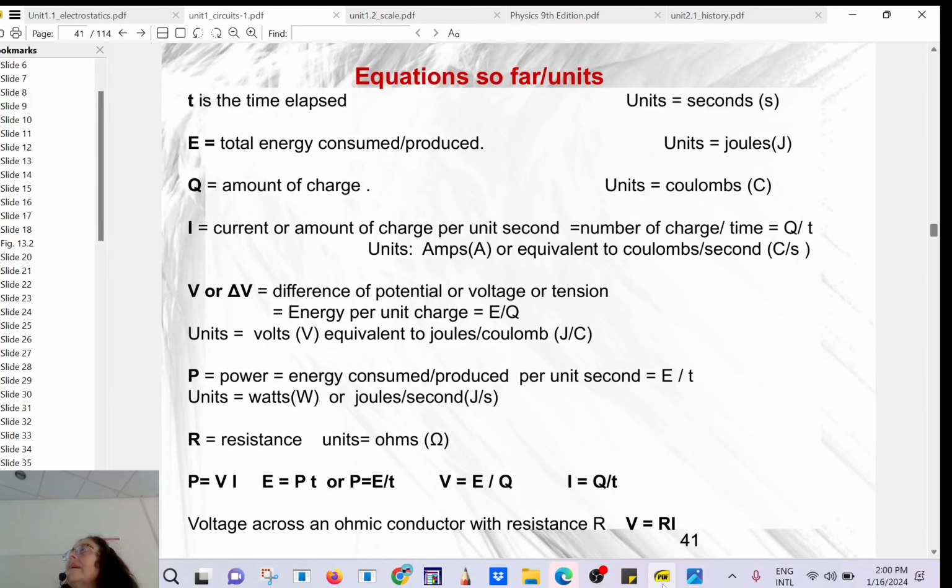Okay, so let's start the class and let's review the equation so far. The amount of charge, the unit is coulomb, notation is Q, and then you have voltage. Remember, voltage is a property of two points. It's the voltage of one point relative to the other one.